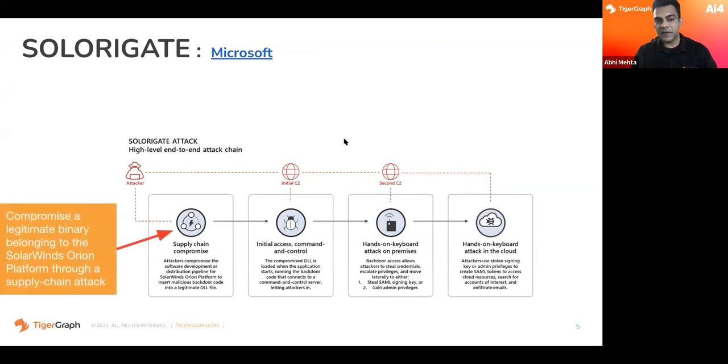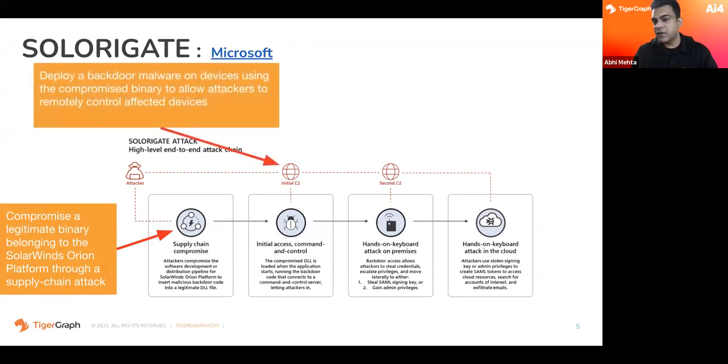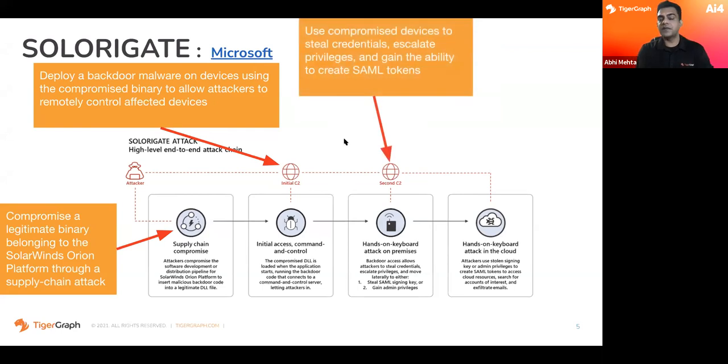At a very early stage, the very first thing is that the supply chain was compromised on the SolarWinds Orion platform. The attacker was able to put malicious software inside one of the DLLs, and that gets downloaded on the devices where the first command and control center was set up. These devices were compromised, binaries were downloaded onto the system, and your AVs were bypassed. As the third step, compromised devices were used to steal credentials, escalate privileges, and gain the ability to create new SAML tokens.